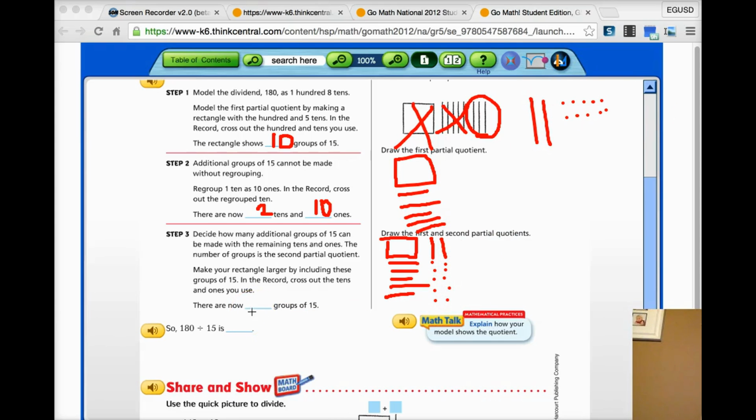So now, let's see how many groups there are. This is 10 and I have 11, 12. So now there are 12 groups of 15. So the answer is 180 divided by 15 is 12. Okay, because I had these original 10 and then I had 2 additional, and 10 and 2 is 12.